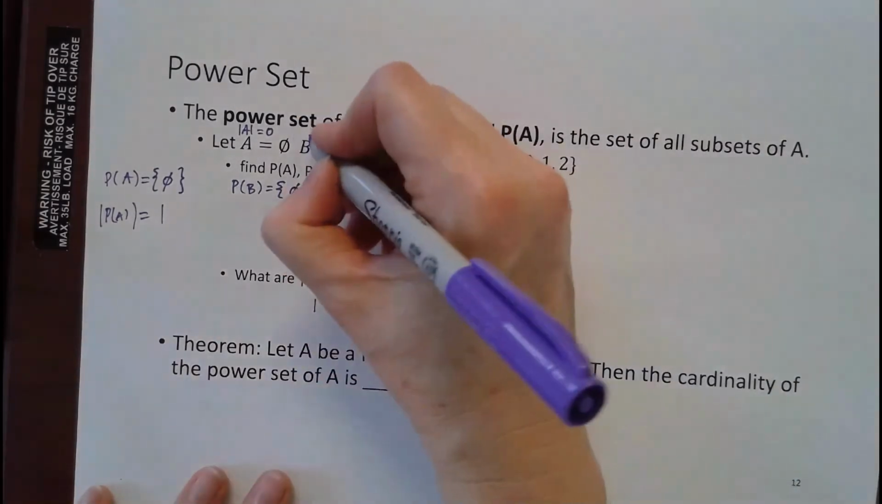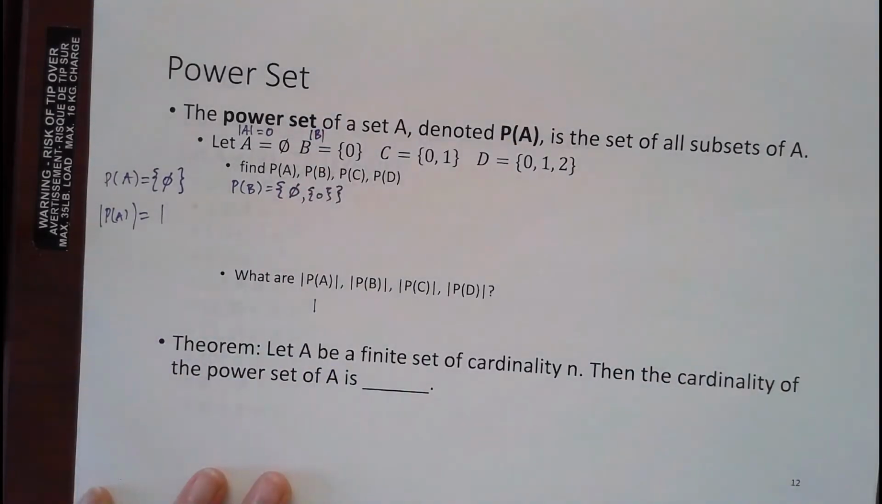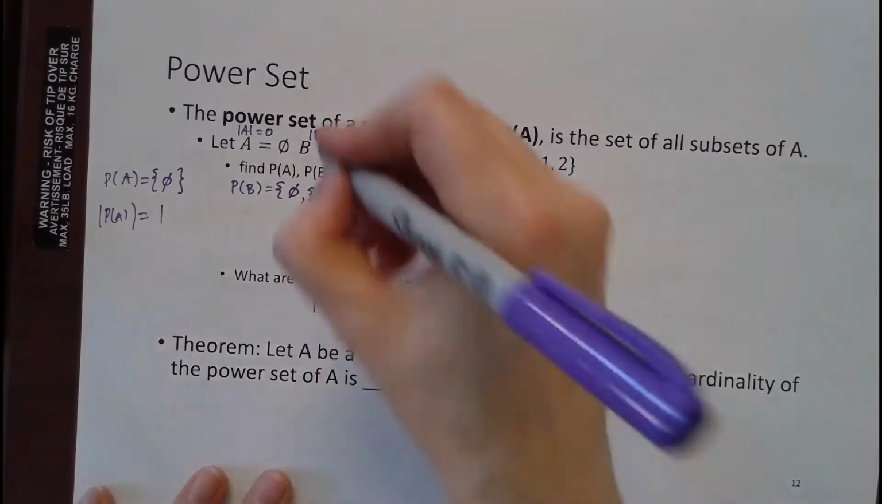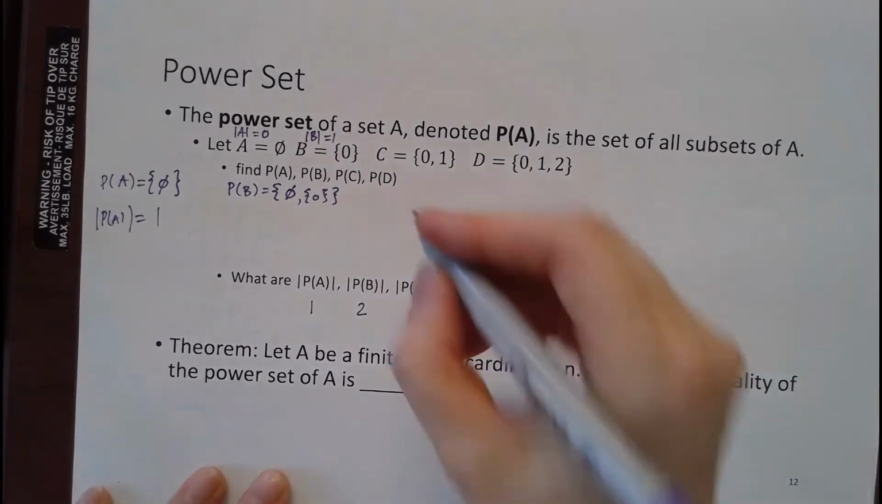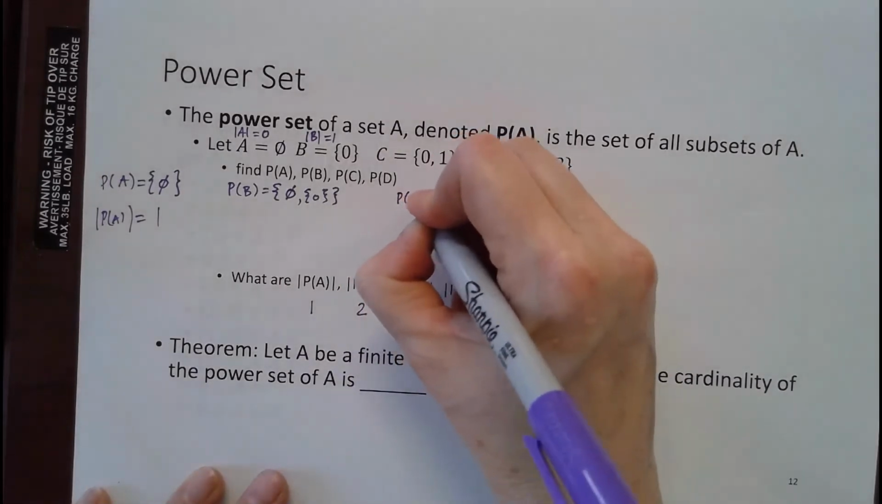Okay. So what's the cardinality of B? 1. That's got one thing in it. What's the cardinality of the power set of B? 2. Okay. Let's go with the power set of C.